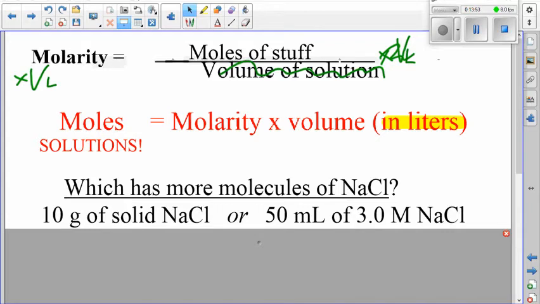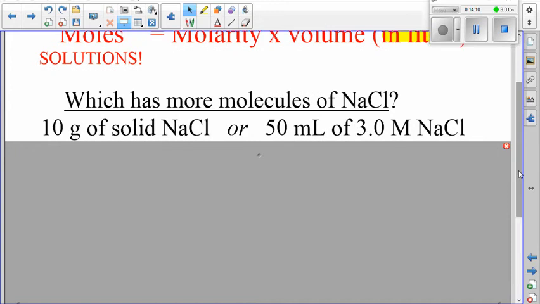Well, these are clearly apples and oranges. How am I supposed to compare 10 grams versus 50 milliliters? Like, how am I supposed to know? You're going to have to get them speaking the same language, or put both of these in terms of moles of NaCl, and then we can compare directly, no problem.